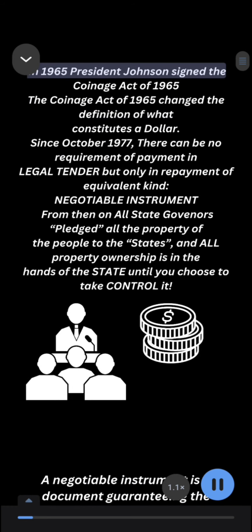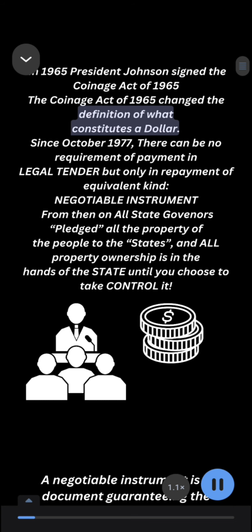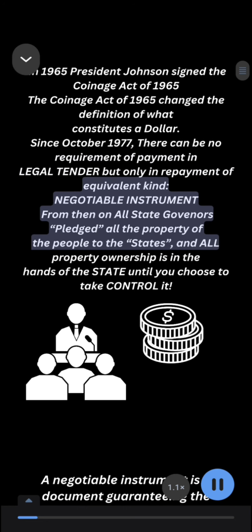Know the history of the system. In 1965, President Johnson signed the Coinage Act of 1965. The Coinage Act of 1965 changed the definition of what constitutes a dollar. Since October 1977, there can be no requirement of payment in legal tender but only in repayment of equivalent kind, negotiable instrument.